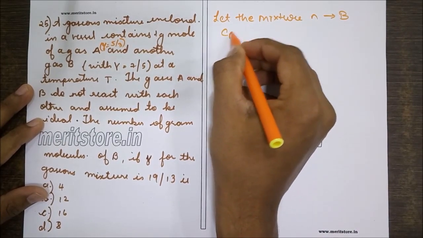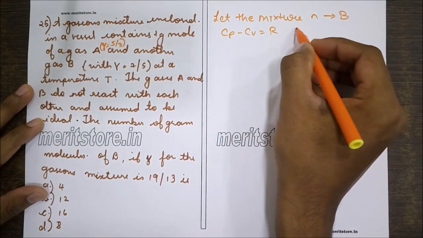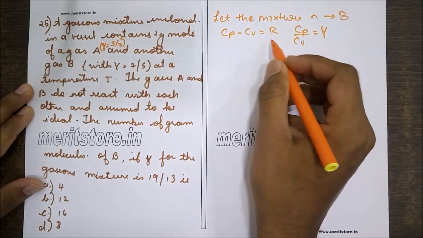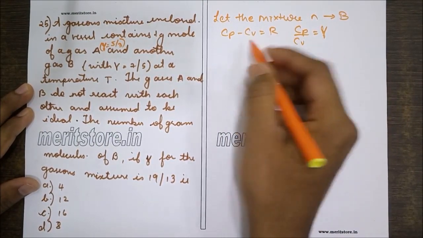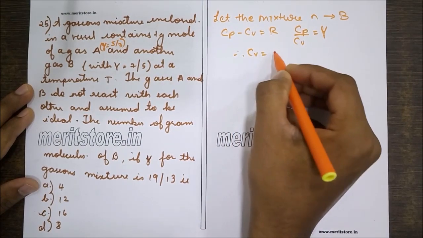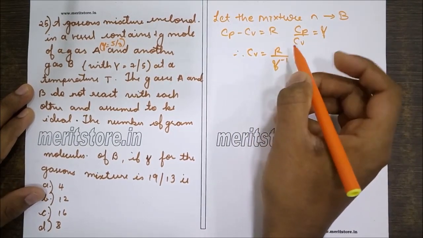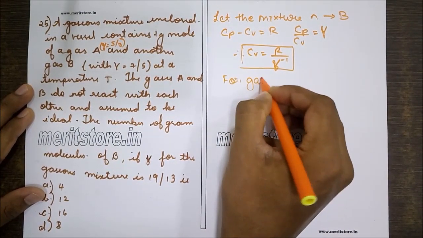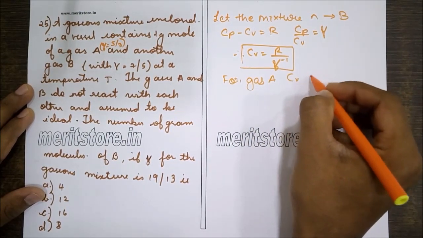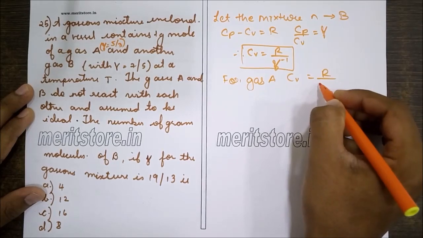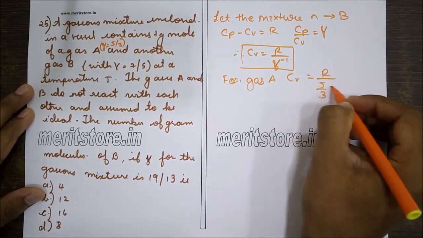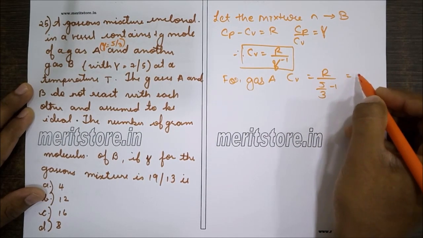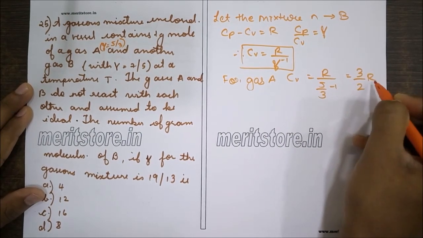Okay, and as we know, Cp minus Cv is equal to R, and Cp upon Cv is equal to gamma. So therefore by rearranging these two equations, we get Cv is equal to R upon gamma minus 1. So using this relation for gas A, we get Cv for A as R upon 5 by 3 minus 1. So that would become 3 upon 2 times R.